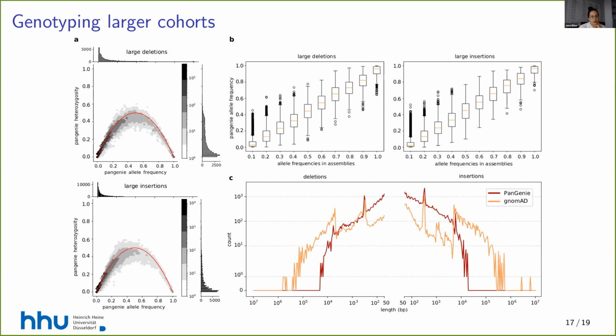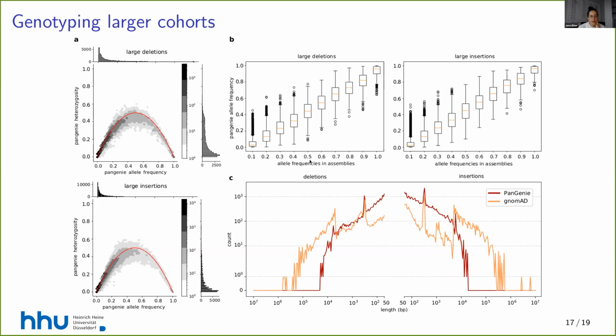These plots now show some results for this filtered set. Panel A compares the allele frequency that we observed across the genotypes of the 100 trios to the heterozygosity. And here we can see that this follows Hardy-Weinberg equilibrium quite nicely, which of course is a good sign. There's only very few outliers. Also note that this is a log scale here. And this is also the case for insertions.